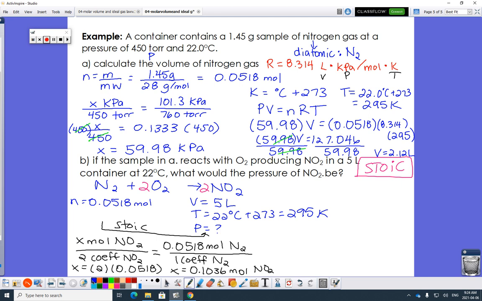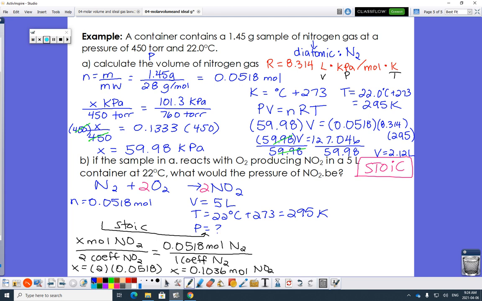So again, these questions are going to be under their own heading, like stoichiometry applications. So don't forget, once you do the stoich, that's part of it, but then you have to apply it to either the gas law or whatever, okay? Concentration, titration, whatever it is, okay? So now we have all the information we need.